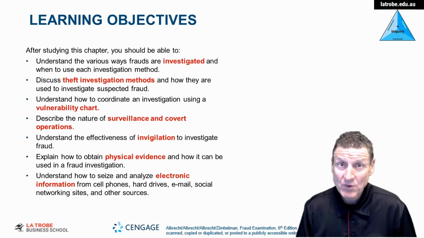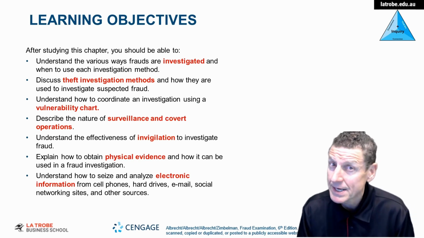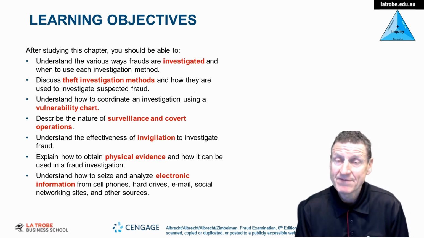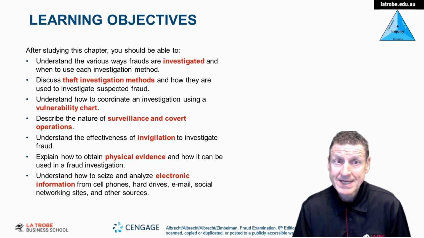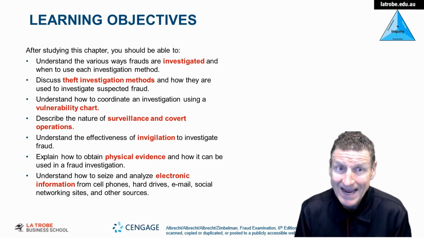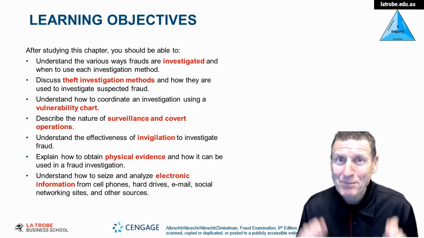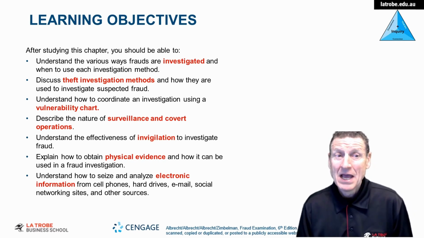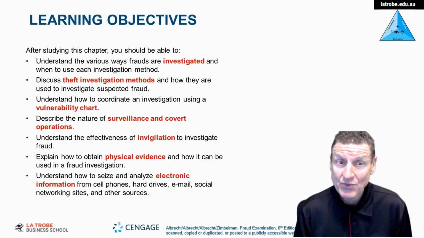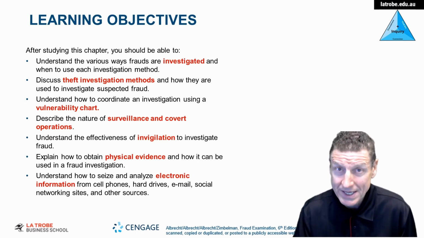The learning objectives for chapter 7 are to understand the various ways frauds are investigated and when to use each investigation method. Discuss theft investigation methods. Understand how to coordinate an investigation using a vulnerability chart. Describe the nature of surveillance and covert operations. Understand the effectiveness of invigilation. Explain how to obtain physical evidence, and also how we can seize and analyze electronic information.